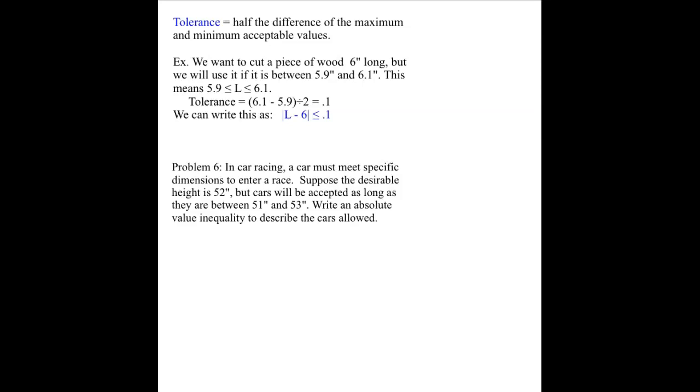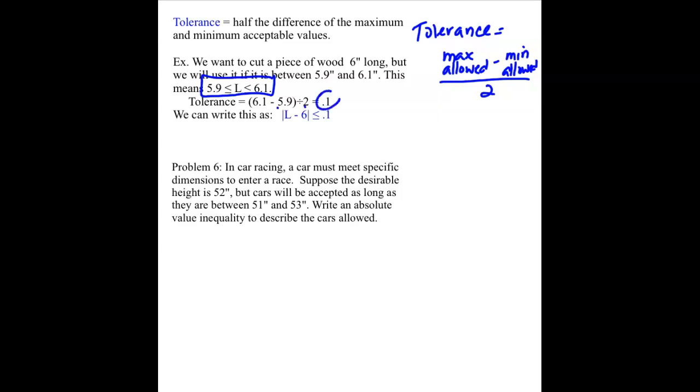We want to cut a piece of wood that's 6 inches long, but we will use it if it's between 5.9 inches and 6.1 inches. This means that the length is anywhere between 5.9 and 6.1 inches. So to figure out our tolerance, we take our maximum allowed minus the minimum allowed, and divide that by 2. We want half of that amount. So we would take 6.1 minus 5.9, divide it by 2, and we have 0.1.